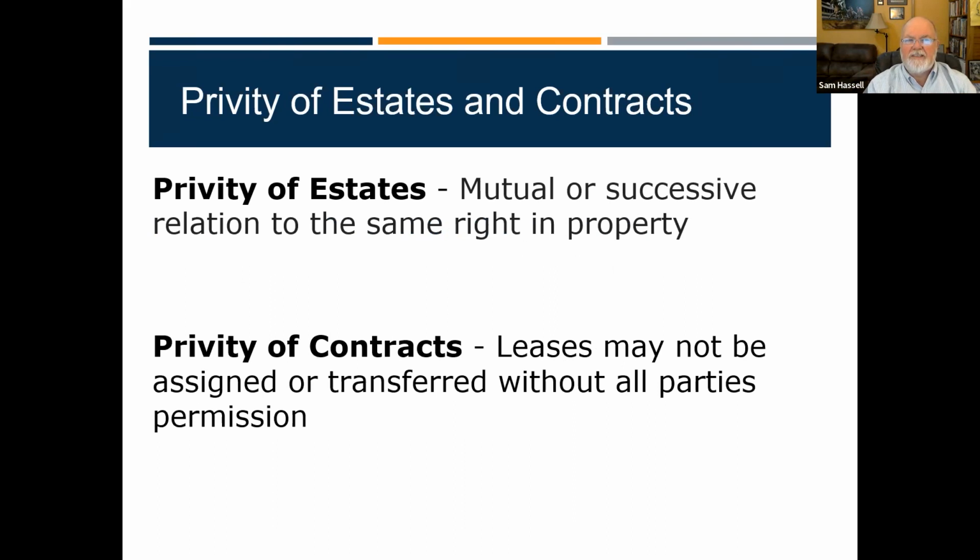A privity of estates is a mutual or successive relation to the same right and property. I'm the landlord, and let's say Reagan's the tenant. Don't we both have the responsibility of upkeep, right? She's going to live there. She's going to keep it up. I want it kept up because I need to get some rental value out of it, right? So we both have a relationship to keep this property up.